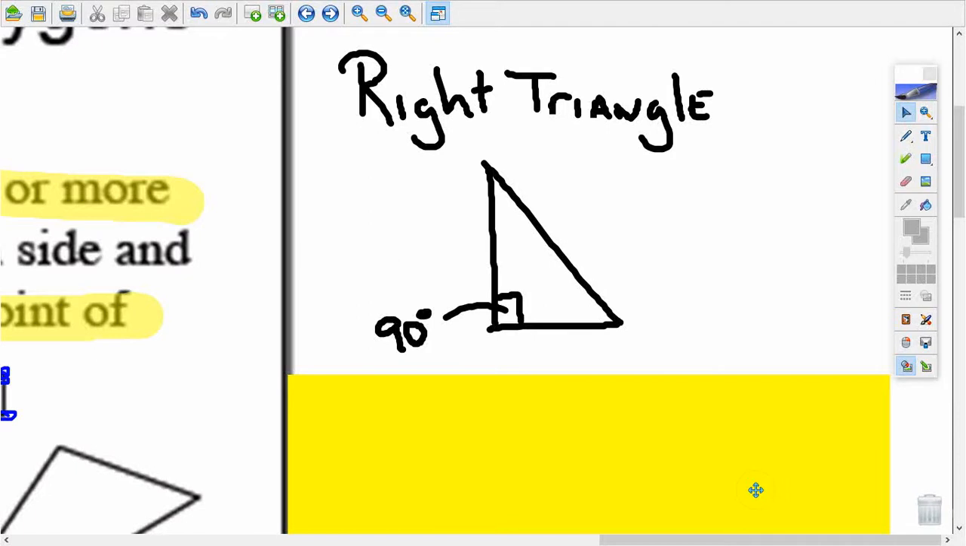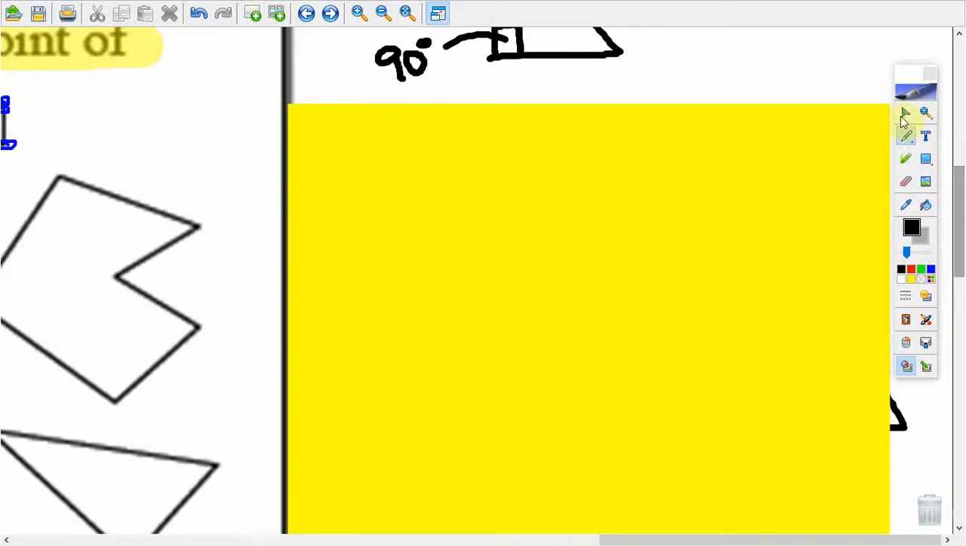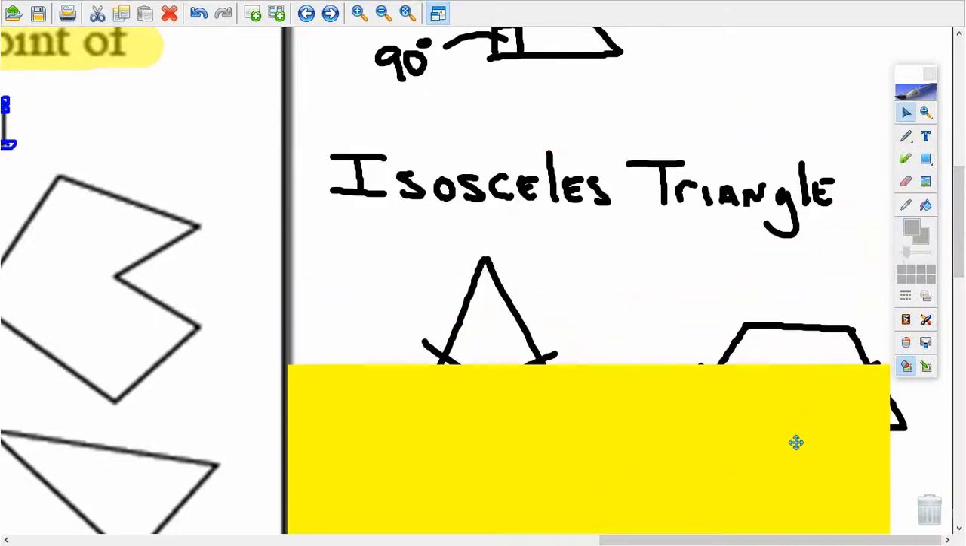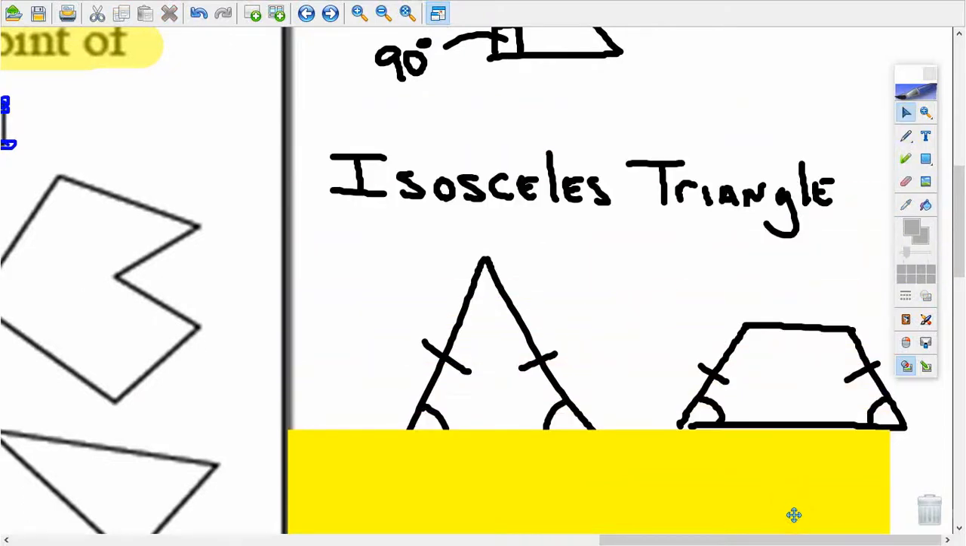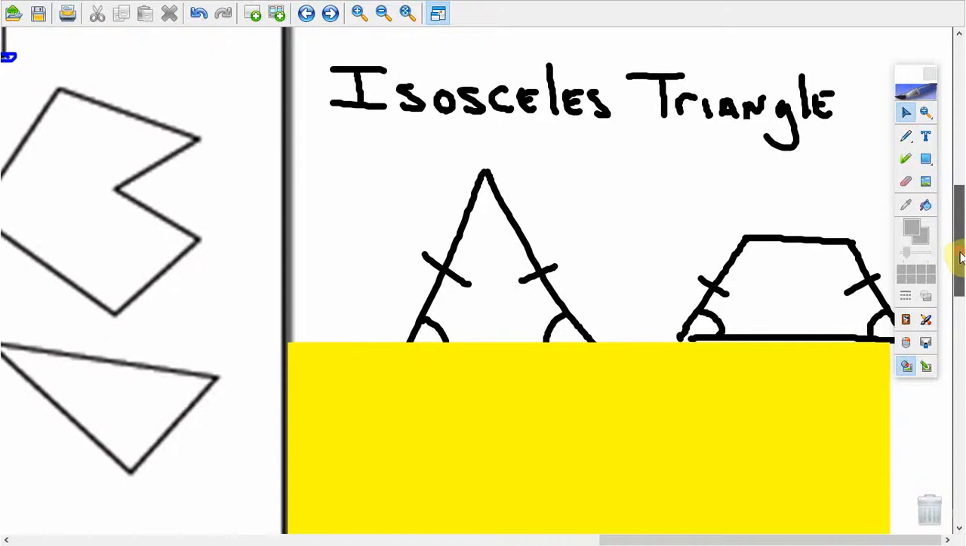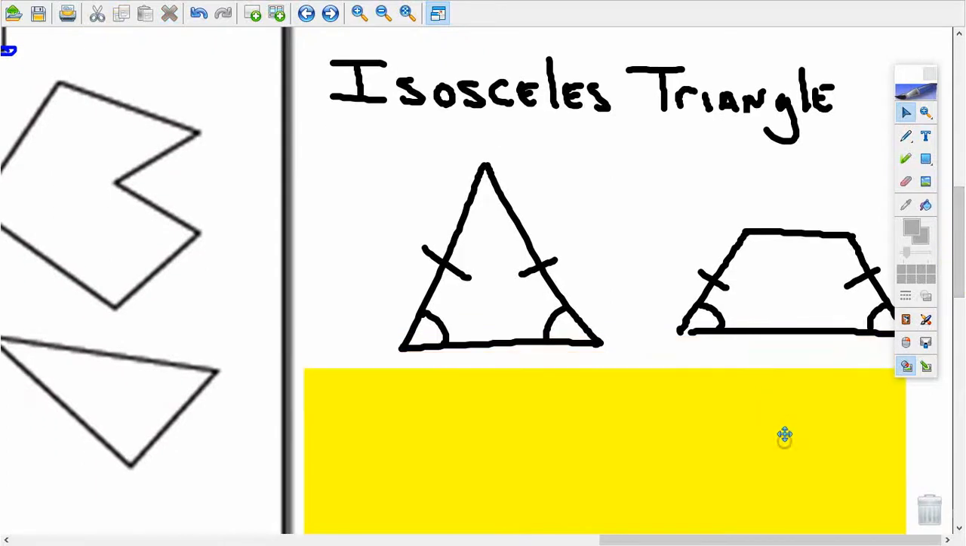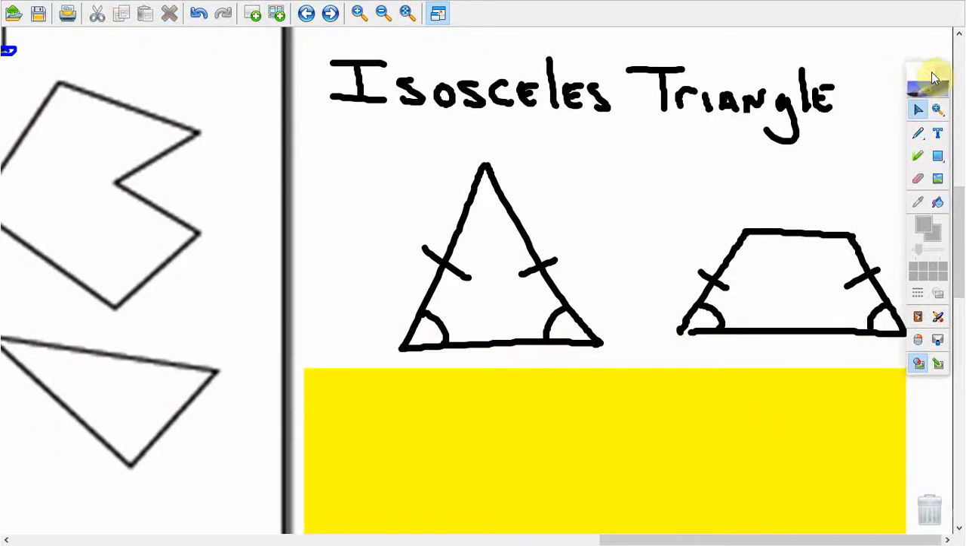We mark that with the little rectangular angle marker that itself contains 90 degrees. So any triangle that has a right angle in it is a right triangle. Isosceles triangles have two sides of equal length. Well, I should say at least two sides of equal length, because technically an equilateral triangle is also an isosceles triangle. So this has two sides that are the same and two base angles that are the same.